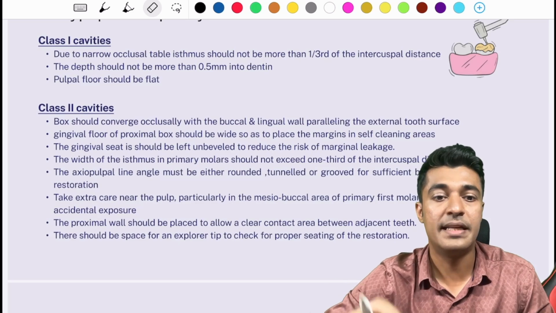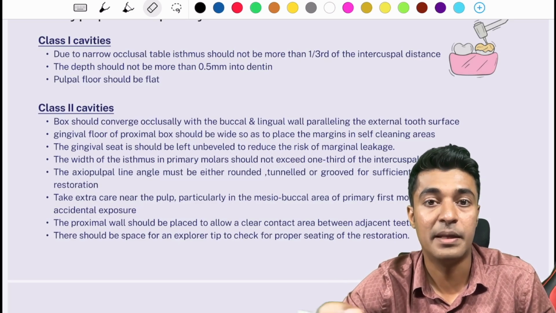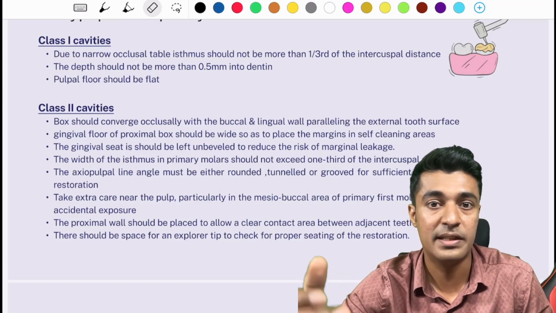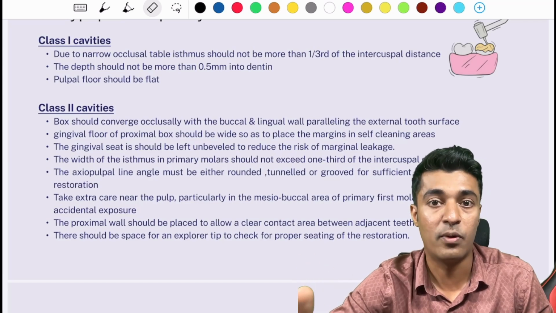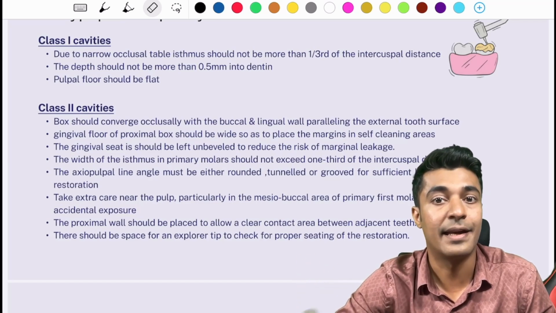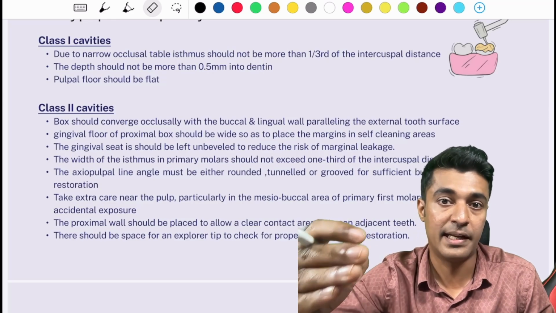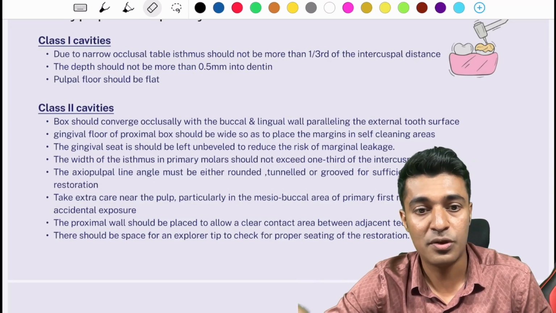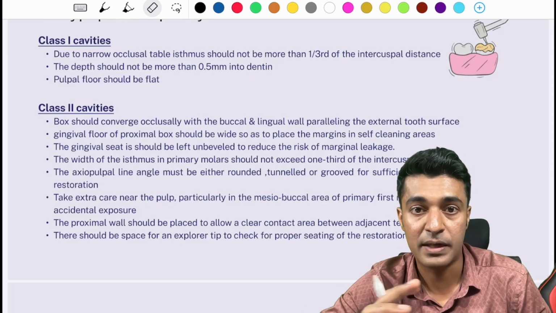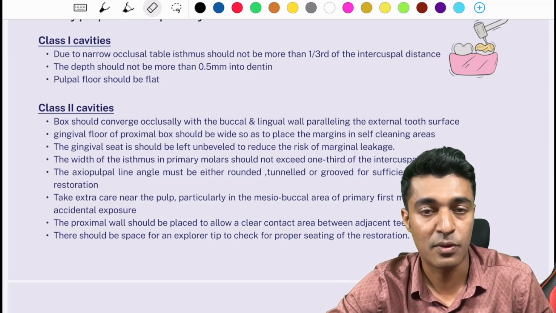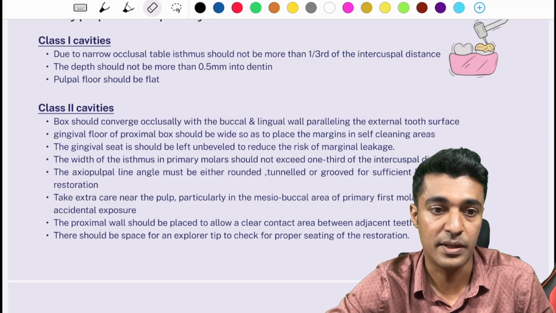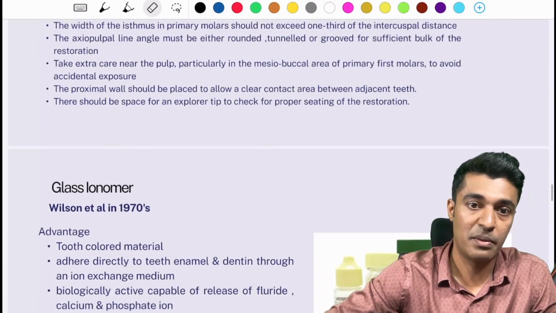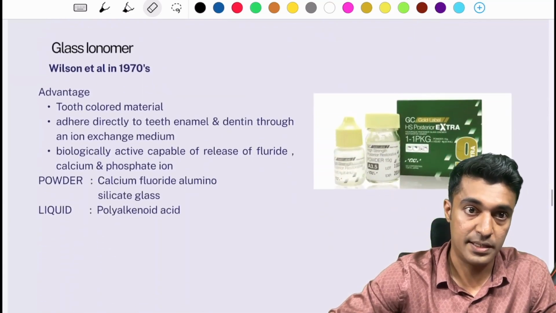We should take care near the pulp, particularly in the mesiobuccal portion of the primary first molar, because during cavity preparation, the mesiobuccal pulp horn of the primary molars can get exposed because it is at a higher level compared to the remaining pulp. The proximal wall should be kept in a way that there is enough clearance with the adjacent tooth. The explorer should be able to freely pass between the teeth. So these are things you have to remember when preparing class 2 cavities.